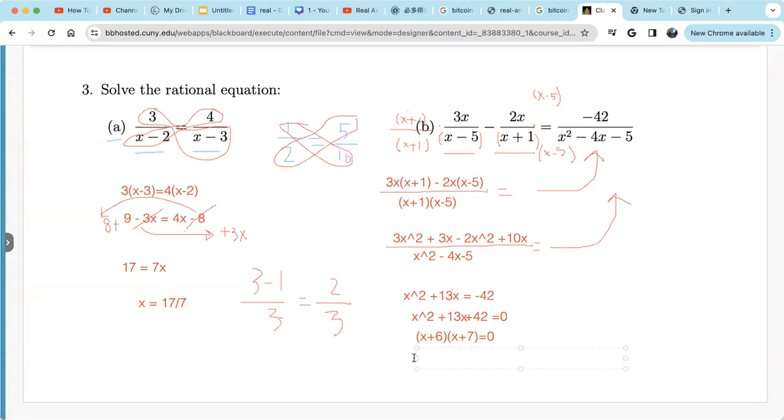To solve this, I use the zero property. The zero property says if a product of a couple of things is 0, that means each one can be 0, or some of them, or all of them can be 0. Basically, any one can be 0. Solving this, we move positive 6 to the right-hand side, or we subtract 6 on both sides. So we get answers of negative 6 and negative 7. So 2 solutions for B.